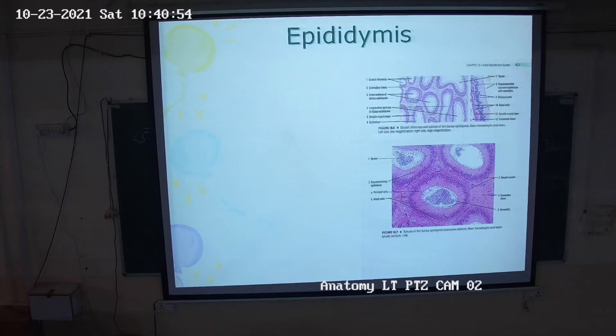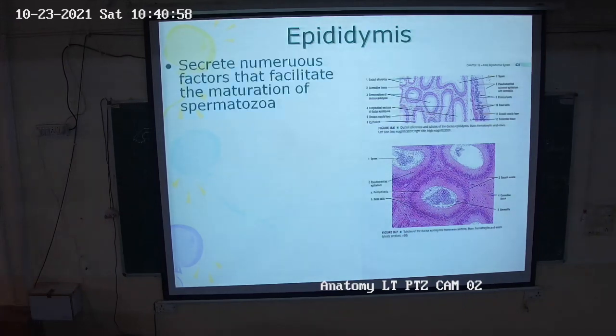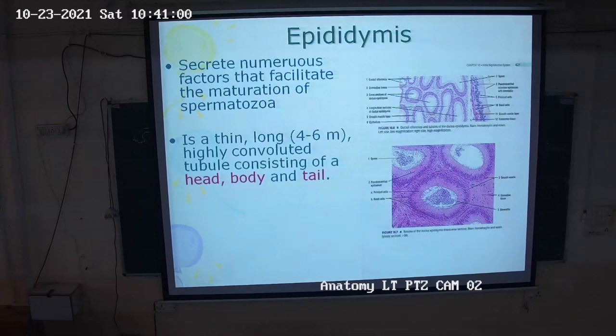There will be numerous circular tubules present here. But here there will be epithelium which is pseudostratified. It has two types of cells, principal cells and basal cells. Like any other slide that we have discussed, basal cells are not germ cells, these are the reserve cells which replace the principal cells, and the principal cells bear the stereocilia.